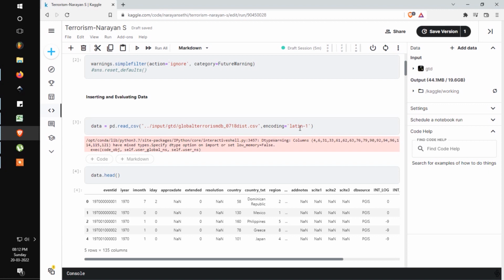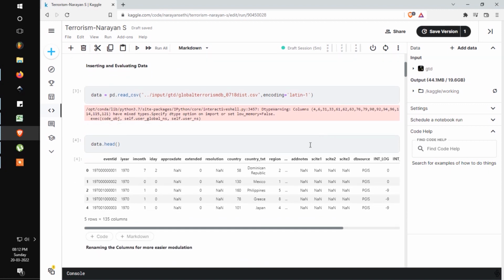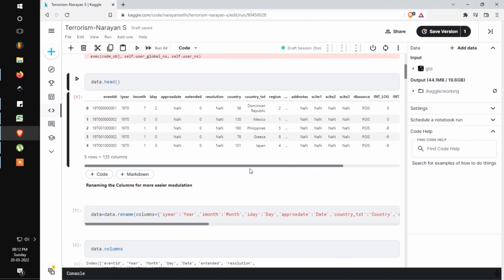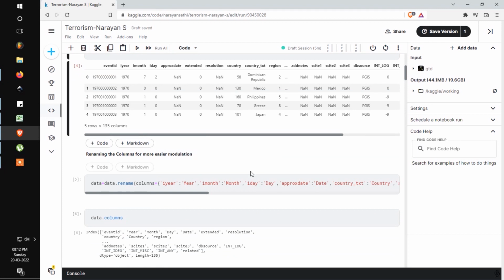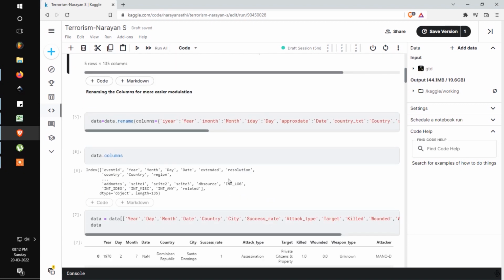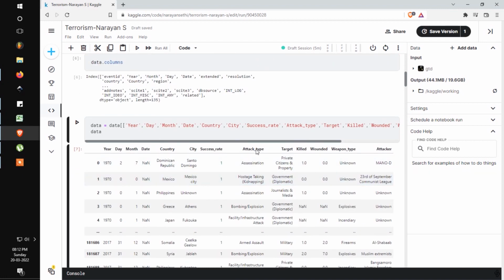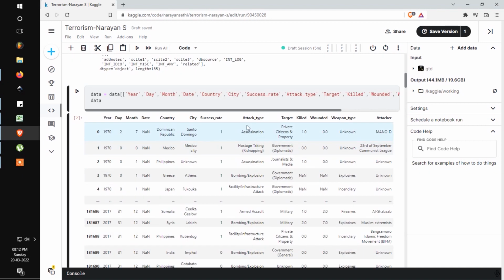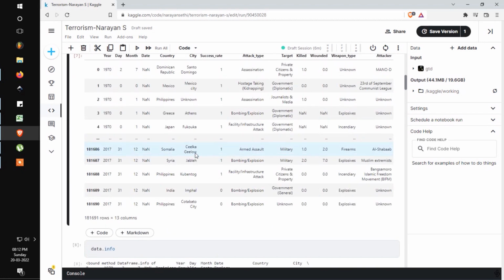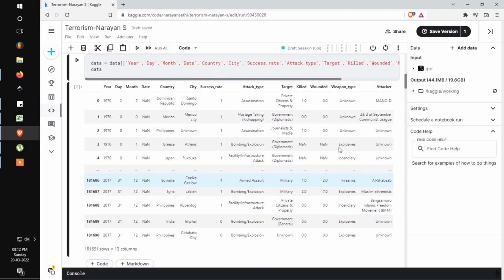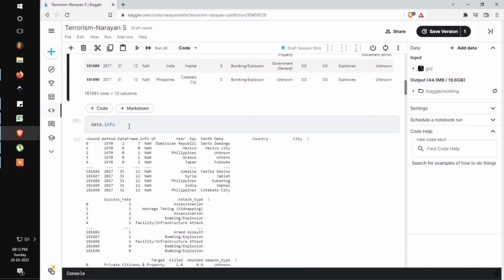Next, I start by inserting the data and reading some columns so I get an idea what it is all about. Next, I rename the columns for easier manipulation of the data and so it is more readable. So next, I simply keep the columns which are required and remove the unnecessary columns. This is the new data, which I think is enough for a decent EDA.